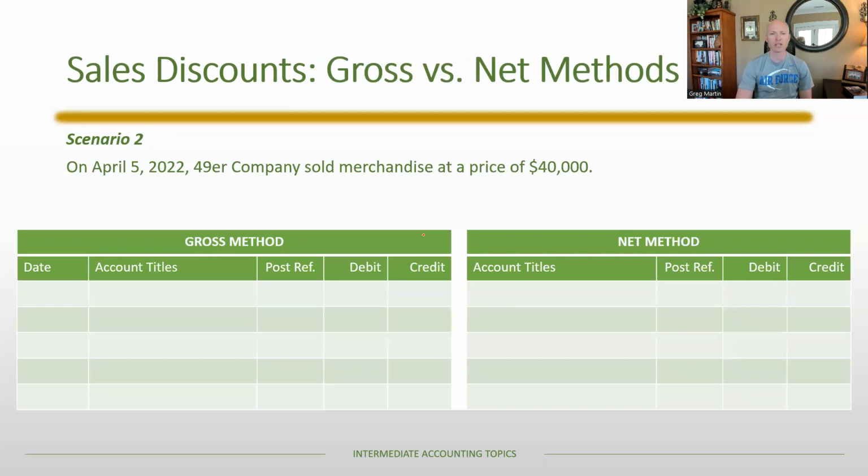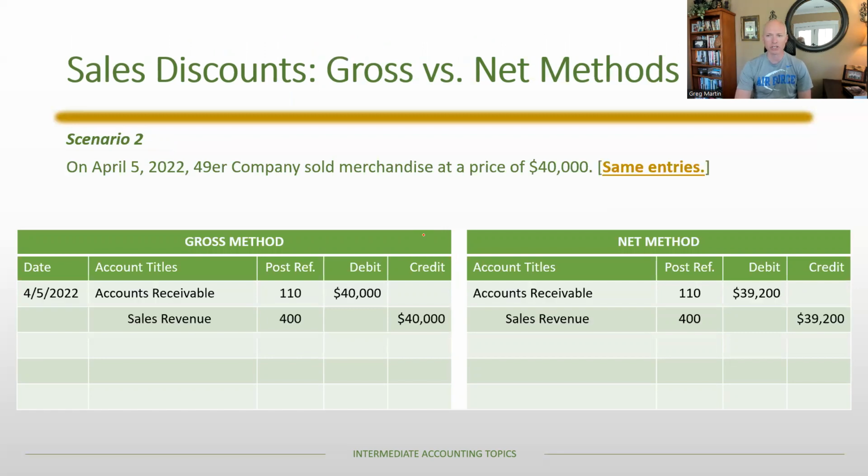All right, so let's take scenario two. With scenario two, again, same sales price. Nothing really changes there. So same entries. In scenario two, we're going to talk about where they don't take the discount. So in scenario two, now we have the receivable, we have the sales revenue, and then we have the gross amount on the left and the net amount on the right.